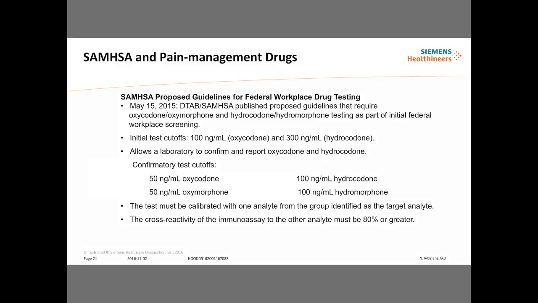And also, the oxycodone assay should have cross-reactivity with oxymorphone at a level of 80% or above. The same for the hydrocodone assay, which must cross-react with hydromorphone at a level of 80% or above.